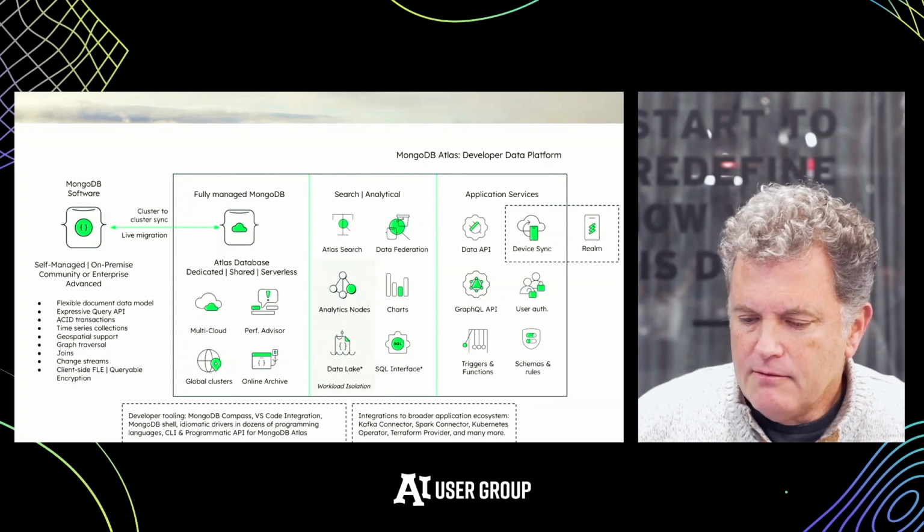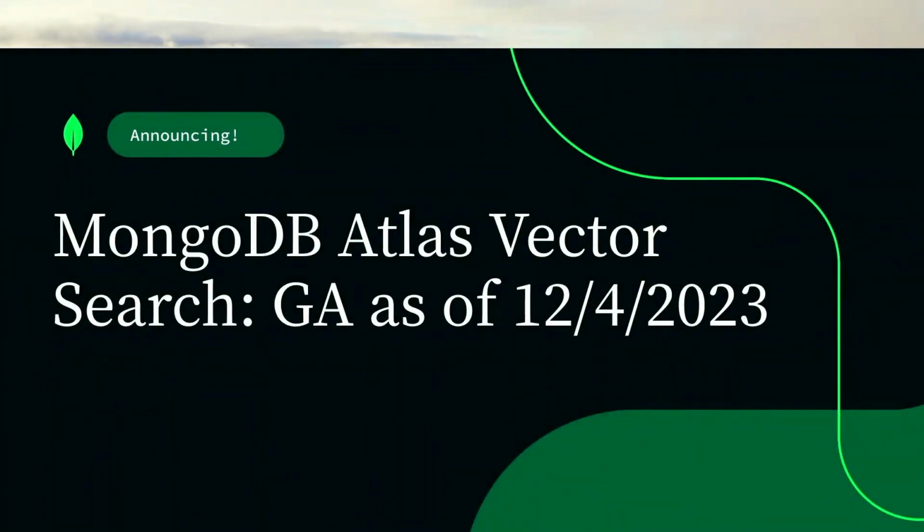There's a lot there. And now, as of this month, we have GA for our vector search. For those of you who might think of it as a vector database, well, we don't call it a vector database because it's just part of MongoDB Atlas. It is a search capability, but you would use it basically the same way you would use a vector database.